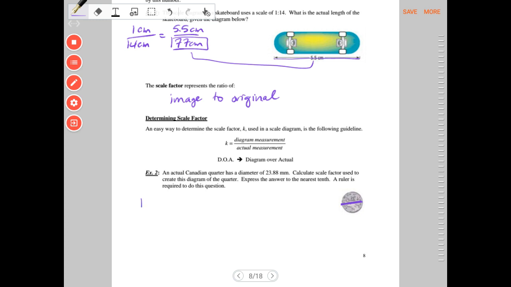So we're looking for scale factor, so K is equal to diagram over actual. So in my diagram, I measured it to be 15 millimeters. The actual quarter is 23.88 millimeters. So to the nearest tenth, to 1 decimal place, if you go 15 divided by 23.88, you should get 0.6. Again, feel free to turn off the video or pause the video and try this on your own calculator.